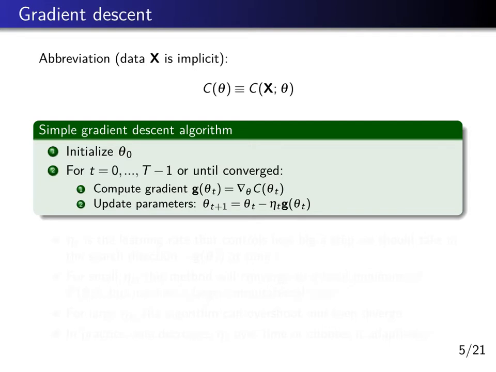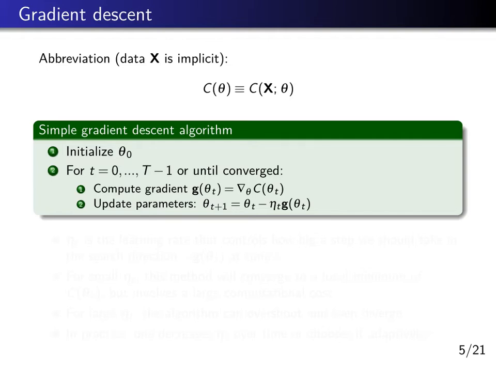So first of all, we compute the gradient by taking the derivative of the loss function with respect to the parameters. This in neural networks is usually done with the backpropagation algorithm that we have introduced in the last lecture. And then we update the parameters by changing them a little bit in the direction against the gradient.